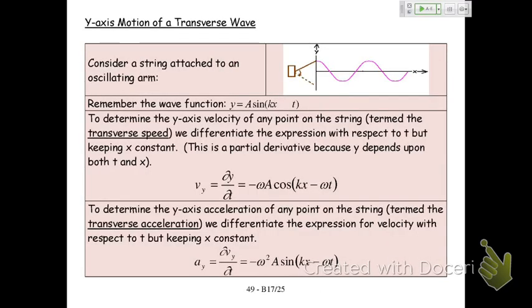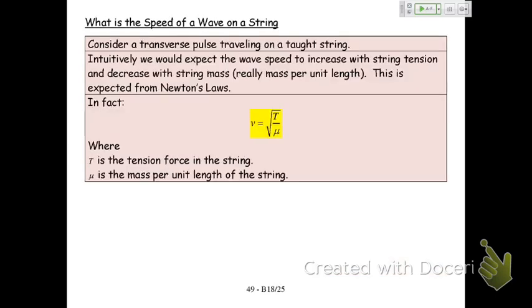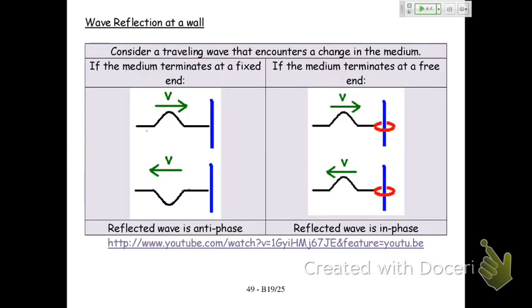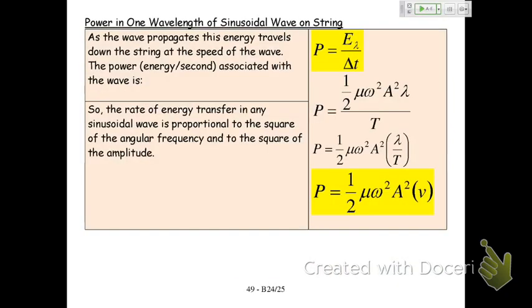So let me just give you a little heads up. All I've done here is differentiate the expression I got for the y-axis position. So this is the velocity of that point at an instant in time, and this is the acceleration. And next time, we'll continue with this, okay? Yeah, next time.